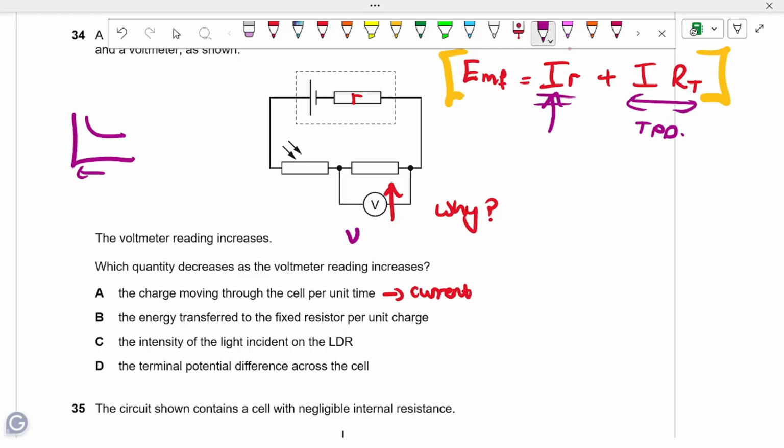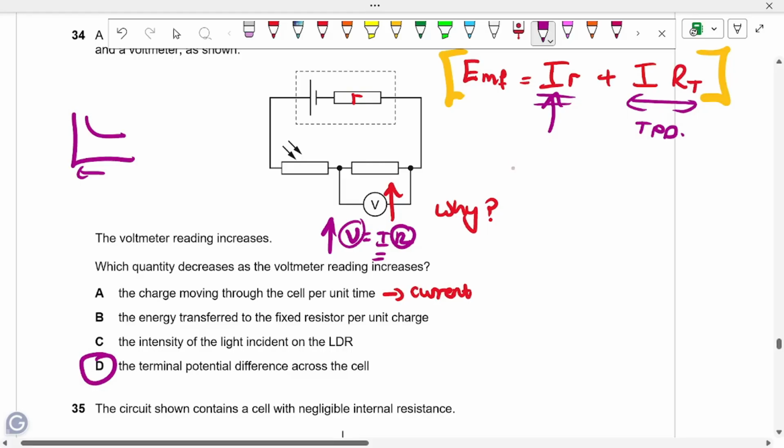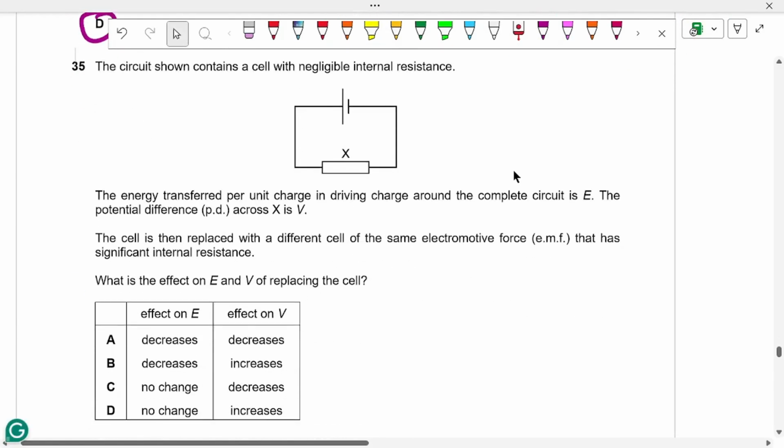So if current has increased, I know that for this one, V equals IR, but R is fixed. So if I increases, the voltmeter reading itself will go up, right? So the correct answer will be D. Does that make sense? If the terminal PD itself goes down, Ir goes up. It has gone up to keep EMF constant, so I is increased. But V equals IR. If I increases, the V reading will keep increasing. But the other ones don't work for the reasons that I've stated above.